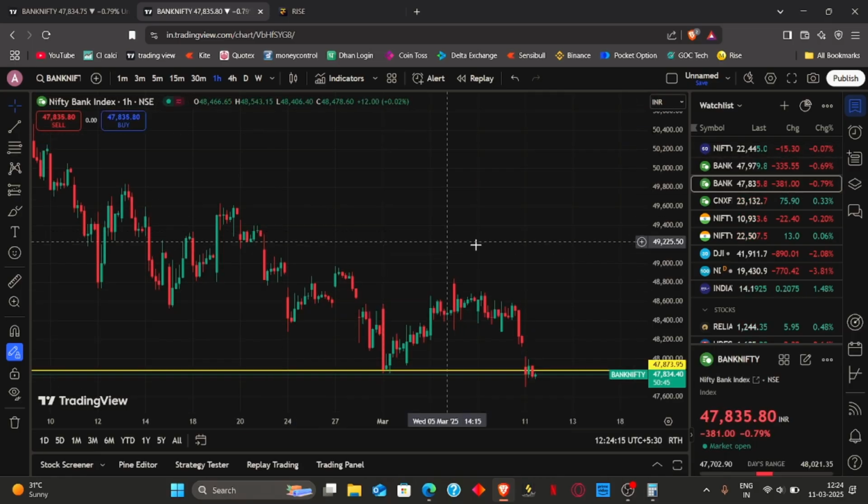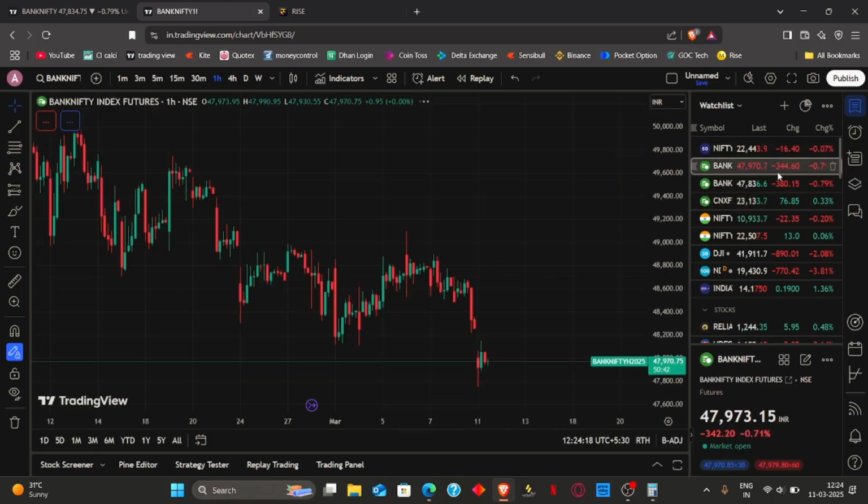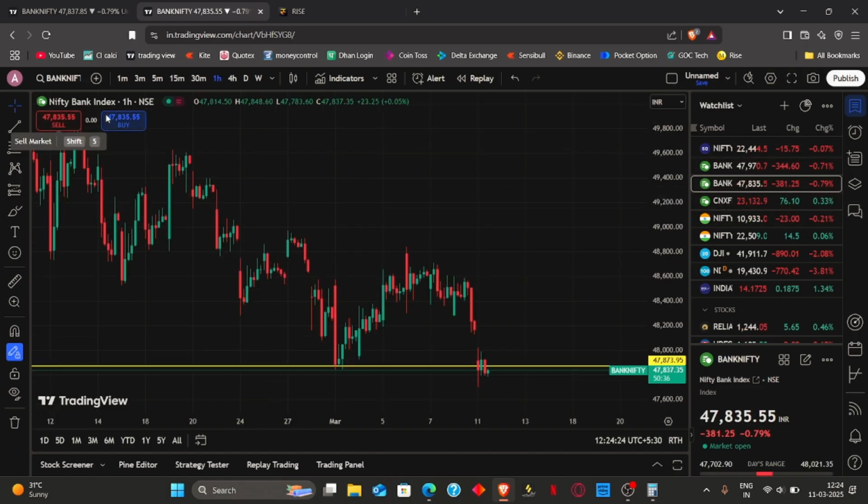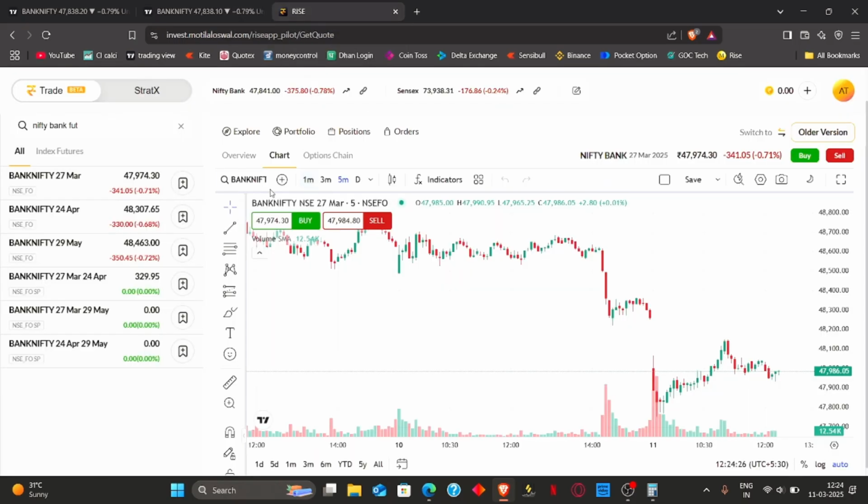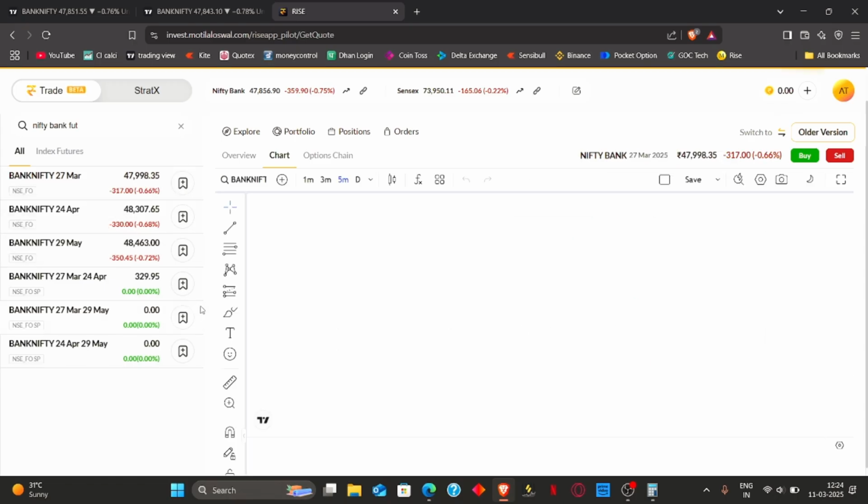If you want to trade in the Bank Nifty prices directly, this is the Bank Nifty futures chart present over here. As you can see, Bank Nifty index futures, and this is the main stock chart of the Nifty Bank index. We have shown you in TradingView as well. Similarly, in the trading platform, here is the Nifty futures contract of the current month. Let us go into the chart section.